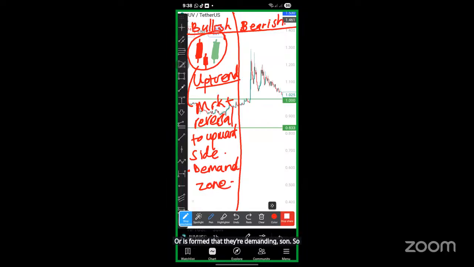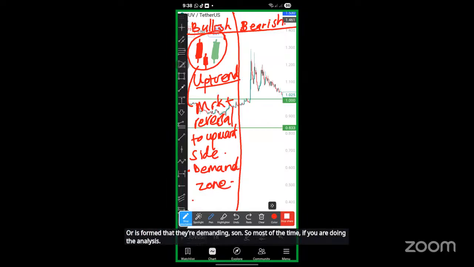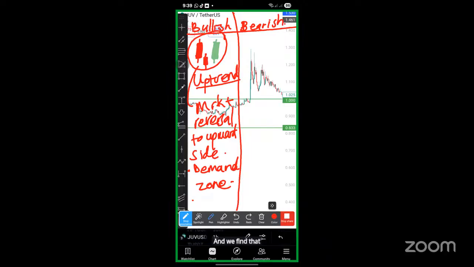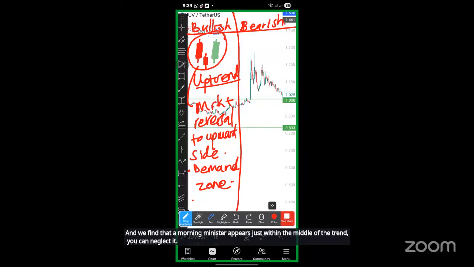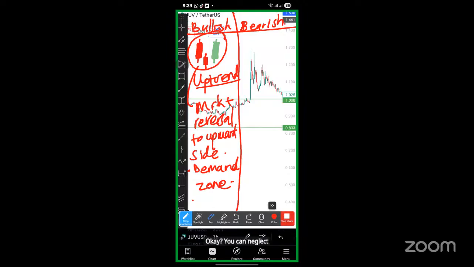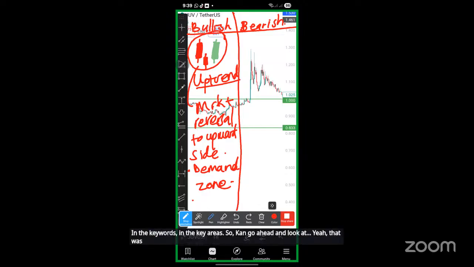So most of the time, if you are doing analysis and you find that a morning star appears just within the middle of the trend, you can neglect it. So the pattern is very important if it is found in the demand zone, supply zone, or in the key areas. Okay, in the key areas. So that was the morning star.